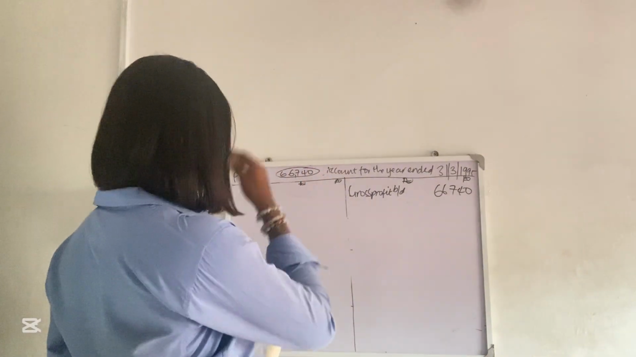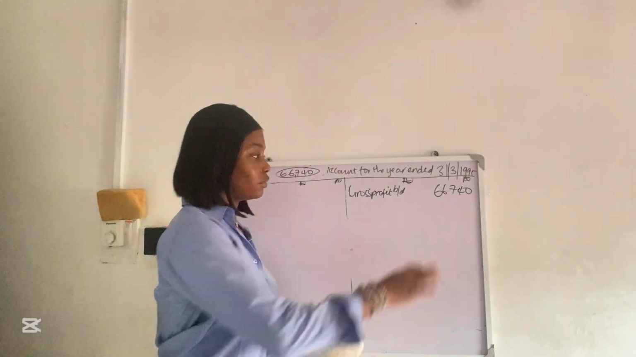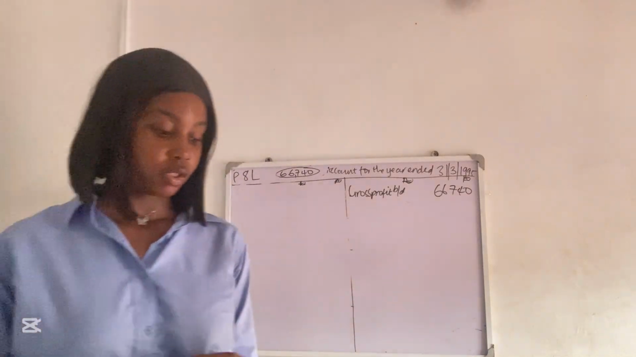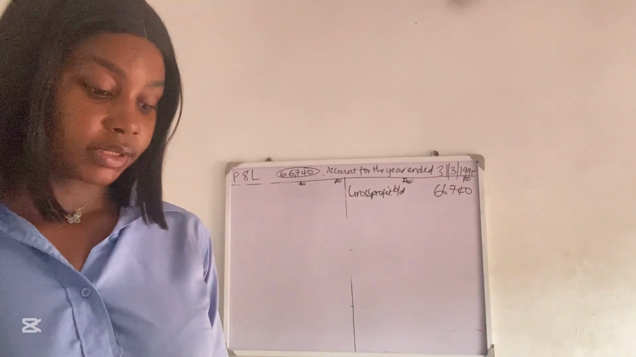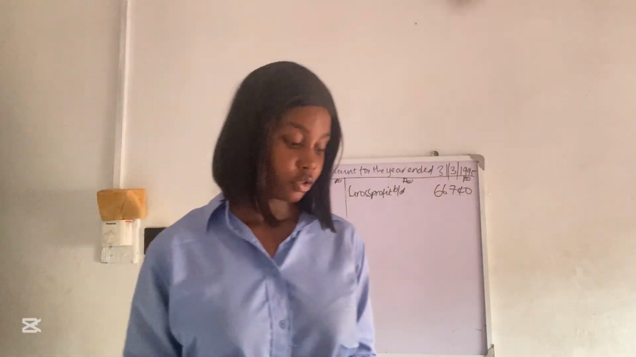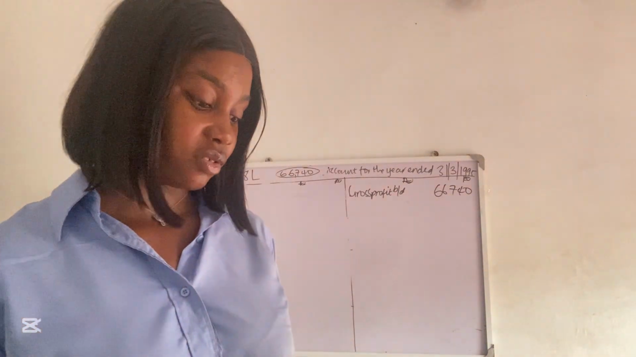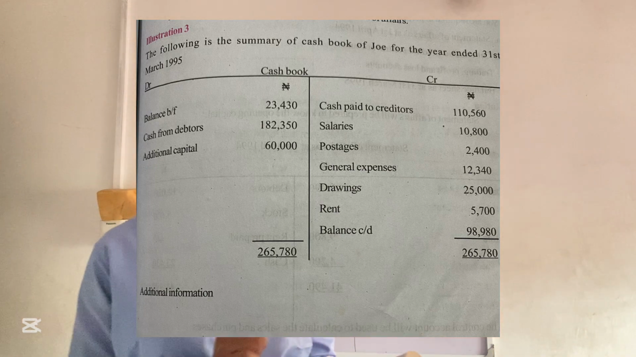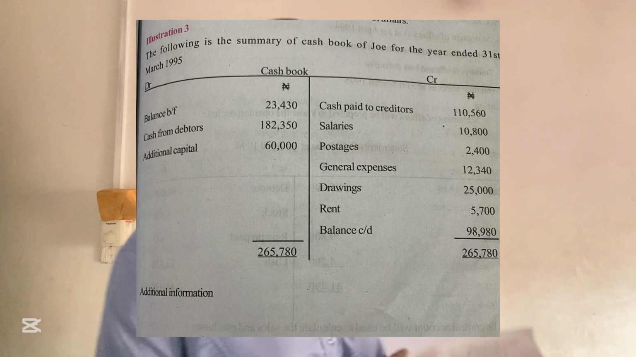So what are the things in P and L account? This is always our revenue side, and this is our expenses side. So let's go to our cash book. Cash book given to us. You can see for cash book your expenses are on the credit side. So let's see it. Cash book to creditors, you can't put that in P and L. Salaries, yes. Postages, yes. General expenses, yes. Drawings, no. Rent, yes.